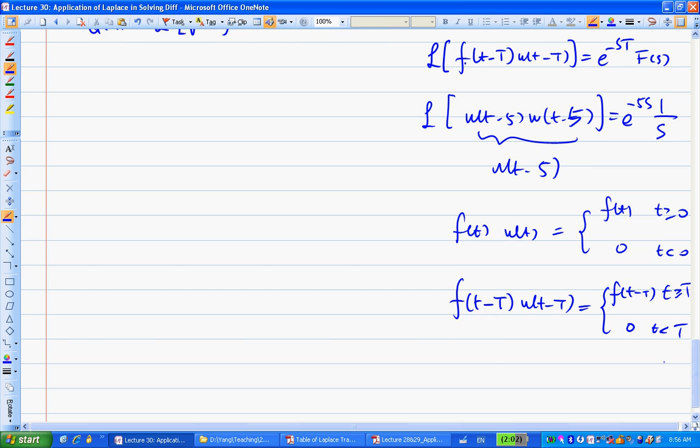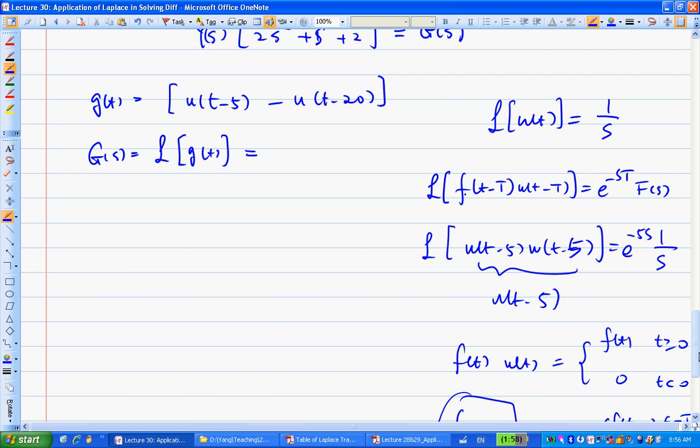So what's the difference if I change this one to anything? Can this one be u of t minus capital T? You can, right? This is just a general function here. I can let this one equal anything. I can let it equal delta, I can let it equal sine, but this time it's u of t minus capital T. Is that clear?